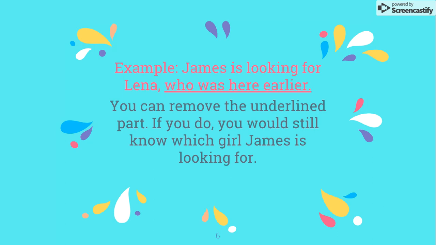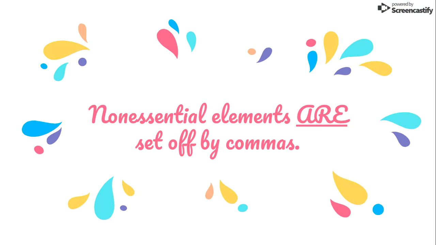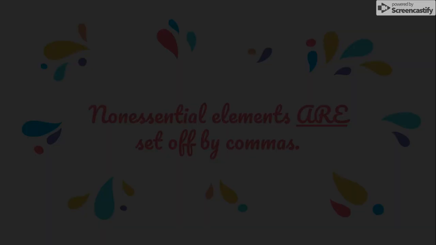I could just say James is looking for Lena, and that would be enough information for the reader or the person that I'm talking to understand. Adding who was here earlier is simply adding a non-essential element to clarify who I'm talking about. Non-essential elements are set off by commas because I could remove them and still have my full sentence.